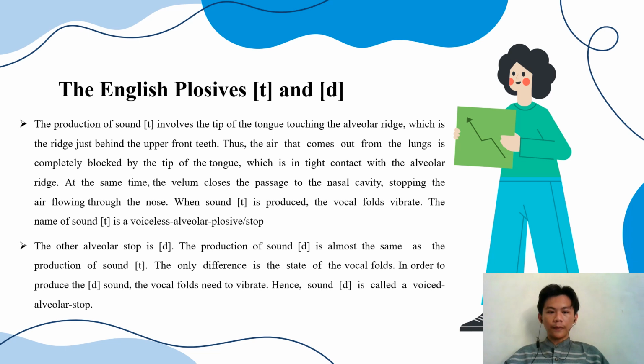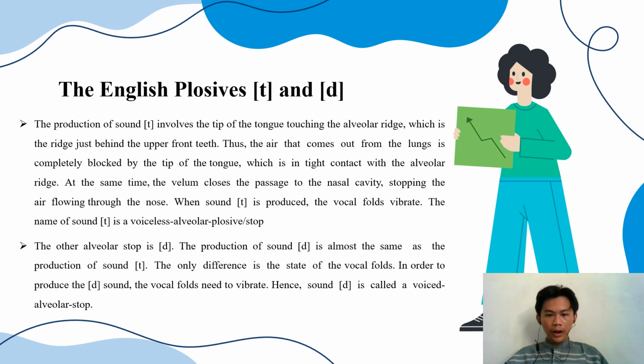Next is t and d. The production of t involves the tip of the tongue touching the alveolar ridge, which is just behind the upper front teeth. Thus, the air that comes out from the lung is completely blocked by the tip of the tongue, which is in tight contact with the alveolar ridge. In the same way, the velum closes the nasal cavity, stopping the air flowing through the nose. When the sound t is produced, the vocal folds do not vibrate. The sound t is voiceless. Examples are tag, taxi, and tea.